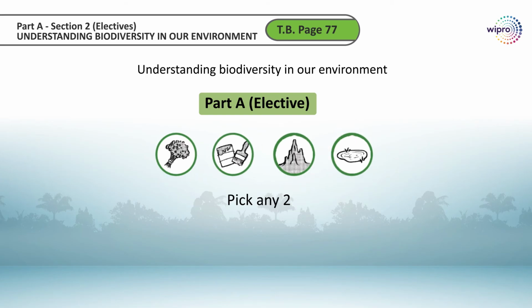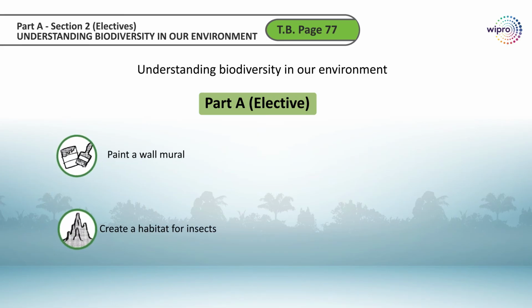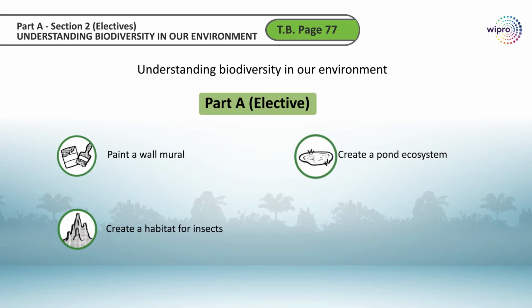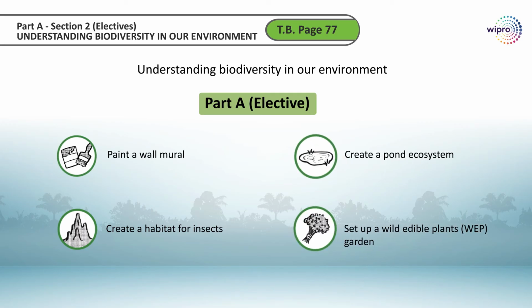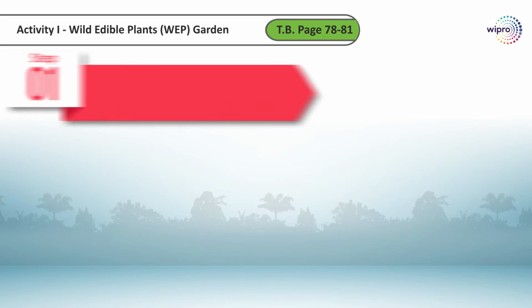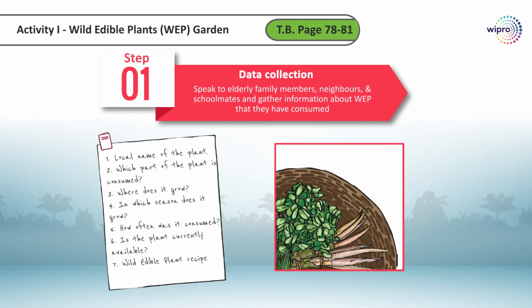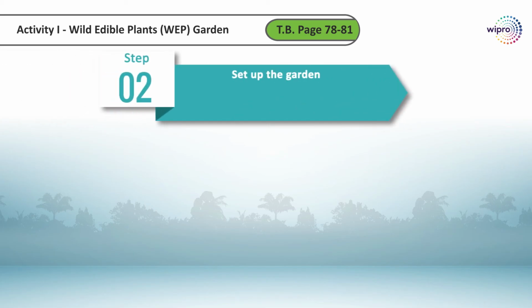The students will have fun doing this hands-on activity where they either paint a wall mural or create a habitat for insects. They can also create a pond ecosystem or set up wild edible plants, WEP, garden. This activity is divided into 3 major steps, beginning with data collection. For this, speak to elderly family members, neighbors, and schoolmates and gather information about WEP that they have consumed. If the person you speak to is aware of any dish that can be prepared using the WEP, take down the recipe.